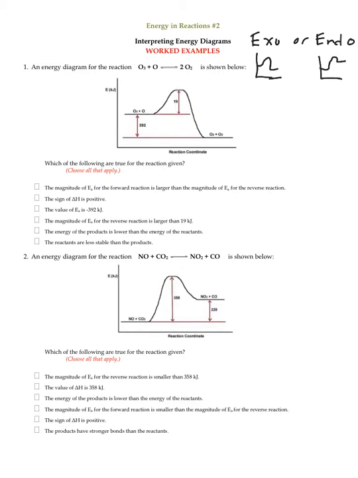Now, let's look at our first example here. You can see that our products are at a lower energy than our reactants, and so this example is exothermic. Because it's exothermic, there are several things that I know are true about the reactants in comparison to the products. We can state this either way. Let's state it in terms of products. So our products are lower in energy. That means that they have stronger bonds, right? That's where that stability comes from. That means they're less reactive.